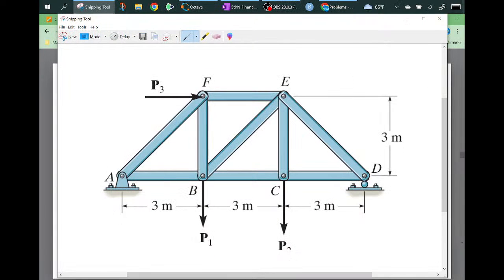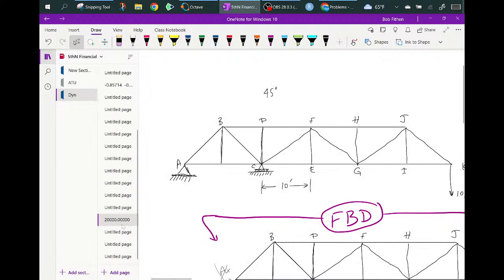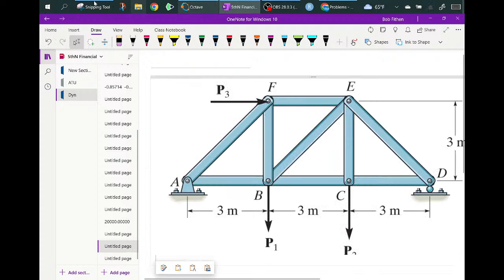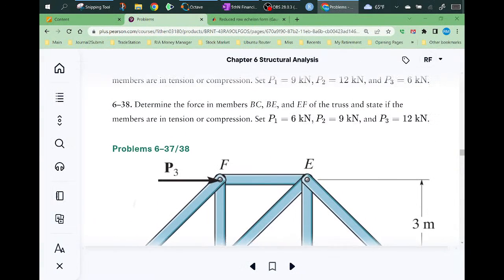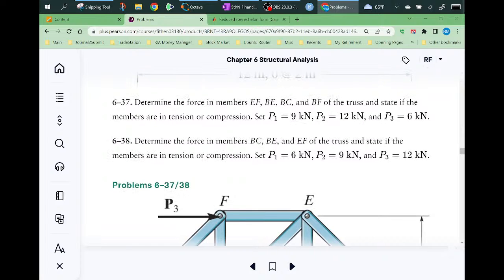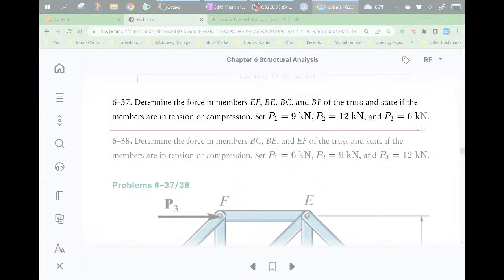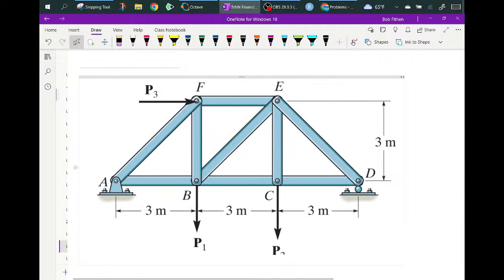I don't think I need the plus symbol or anything. Let's see. Okay, let me go back and find out what the thing he's asking is. 37 and 38. Determine the member in EF. Okay, tell you what. I don't think it really matters which one I do because I think they're going to both be the same. So I'll just do this, so I don't have to move things over. I can just put them out there.